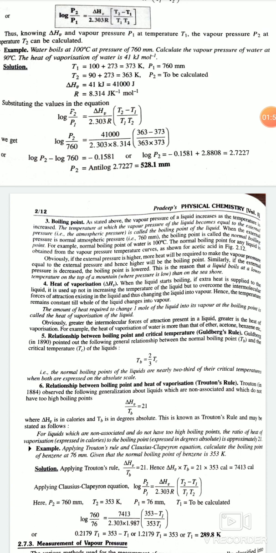Obviously, the greater the intermolecular forces of attraction present in a liquid, the greater is the heat of vaporization. For example, the heat of vaporization of water is more than that of ethene, acetone, benzene, etc.